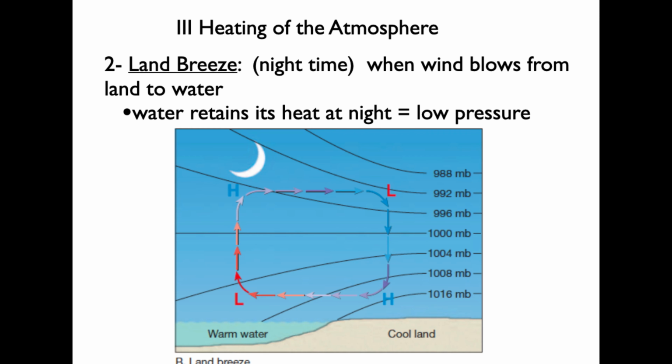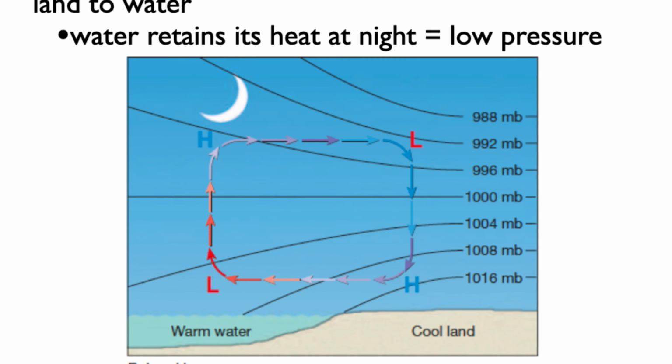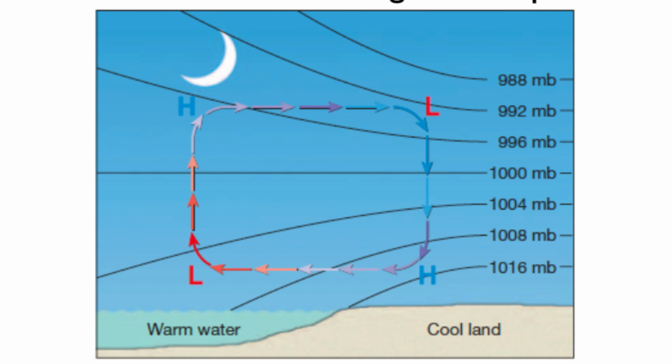So back to talking about this cold sand and warm water. Because the sand is cold, it cools off the air above the sand, making it sink and subside, creating high pressure. The warm water heats up the air above the warm water, causing it to rise. That makes a low pressure. And again, wind blows from high pressure to low pressure. So in this case, the wind would be traveling from the land to the ocean or the sea. And we call that a land breeze.